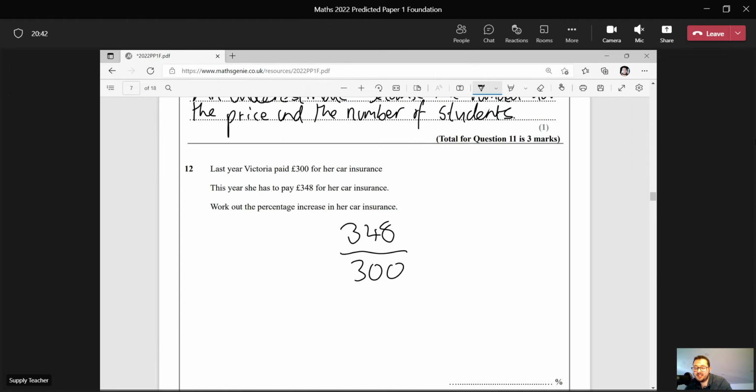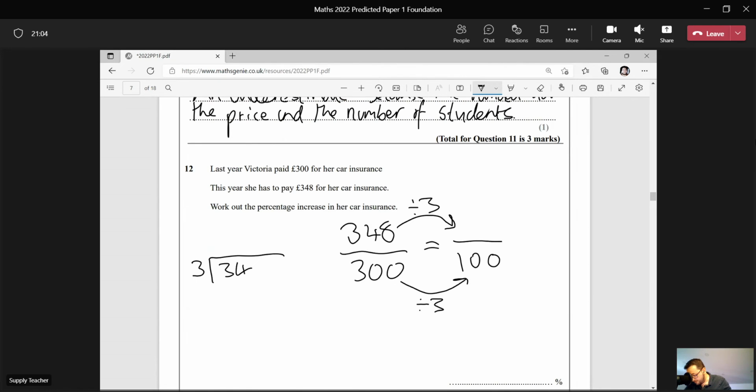Now I could do that as a divide, but in my head I want a percentage increase. So if I can make this out of 100, that's going to be good. So what I'm actually going to do is, because I just have to divide by 3, don't I, to get 100. So I can do the same here. Okay, so you might be able to do it just by looking at it, but you can also do bus stop method if you want to.